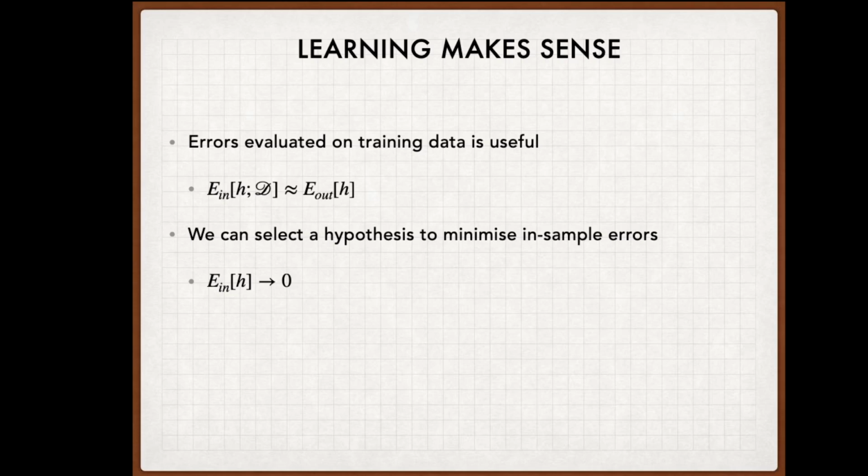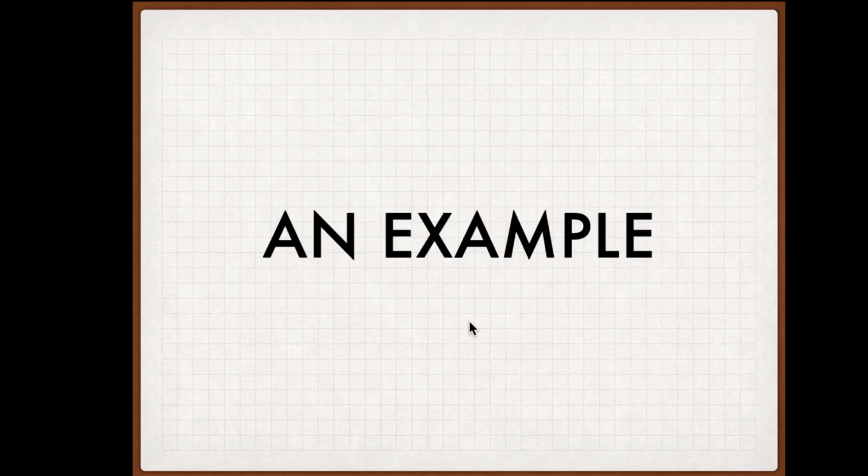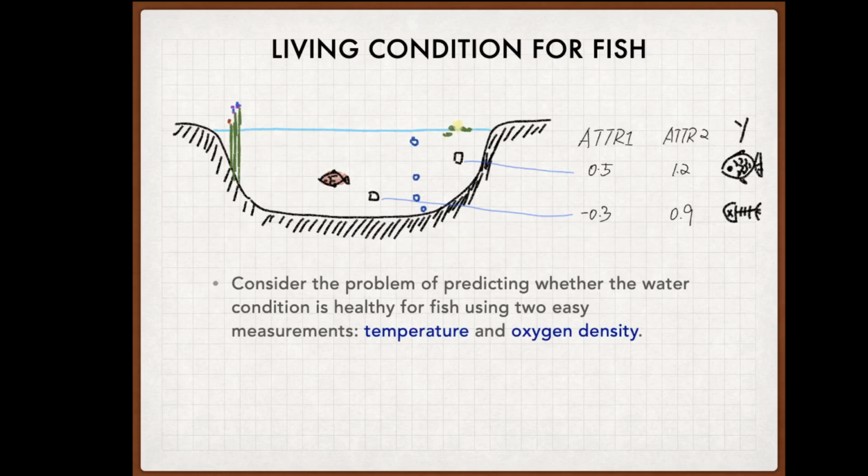As a take home message, I'd like to give you a very specific example. Consider if our target is to learn how the water condition is for fish life, and we have two attributes. This is just an example: the oxygen concentration and the temperature in the water, and what they mean for fish life.